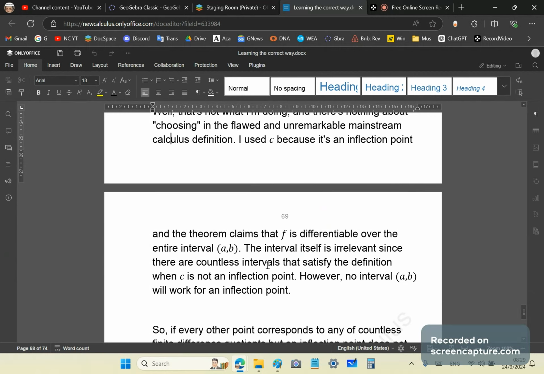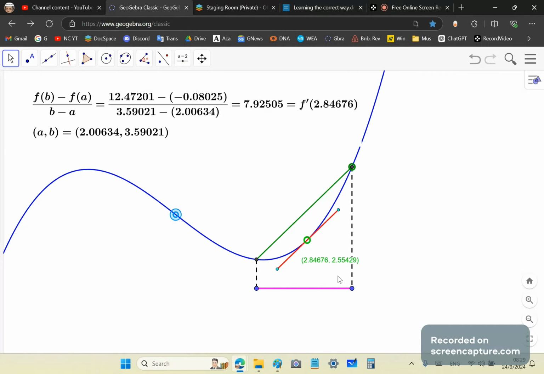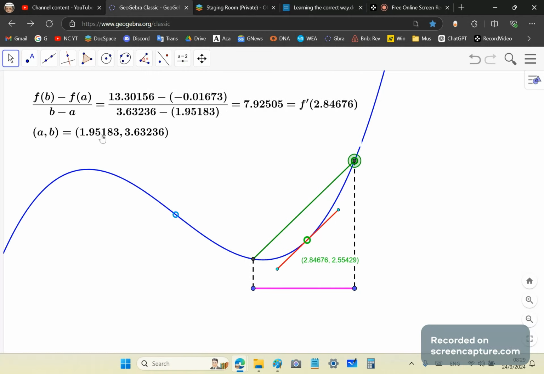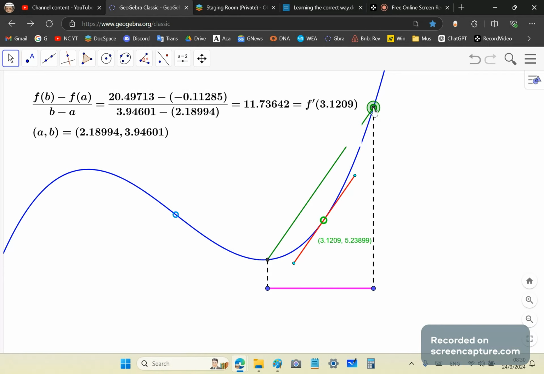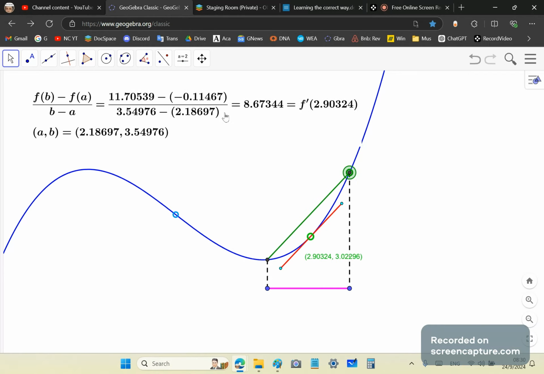So the interval itself is irrelevant since there are countless intervals that satisfy the definition when C is not an inflection point. Okay, countless. Let's see. Look here. All these intervals, see, all these AB will work for that one. And if we move it anywhere else, same story here. All of those will work. Every single one of them. Nothing remarkable about that, okay?